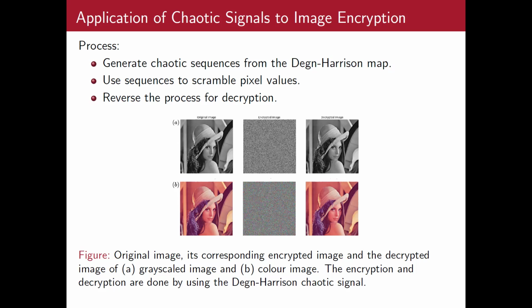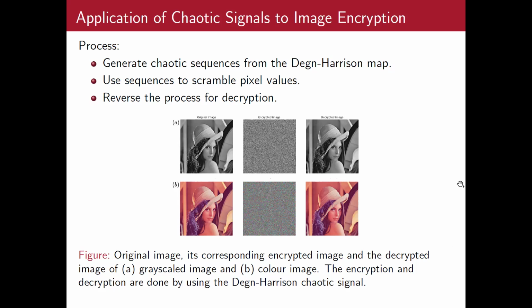The process includes generating the chaotic sequences from the Degn Harrison map, then using these sequences to scramble pixel values, and then reversing the process for decryption. In the figure, on the left we see the original image, and the middle image is the encrypted version where the contents are completely scrambled, that is, pixels are scrambled. On the right, we see the decrypted image perfectly matching the original.